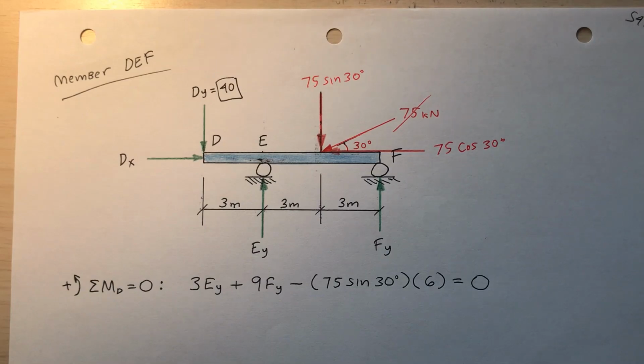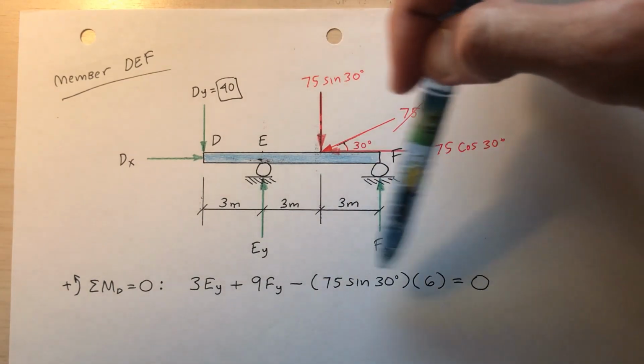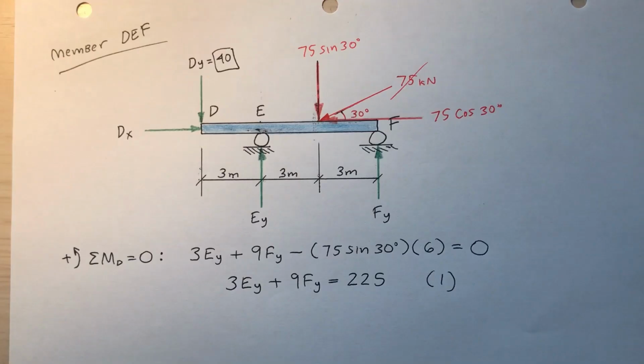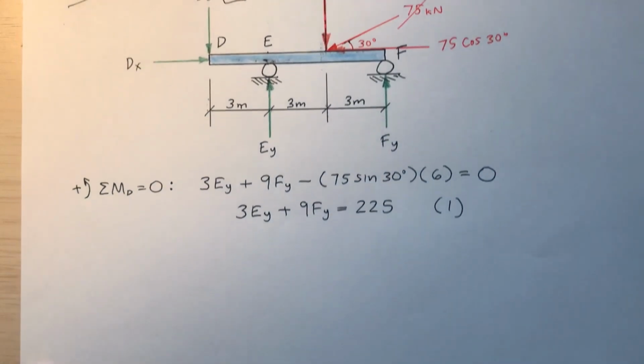Okay, so let me clean all this up. 75 sine 30 times 6, I'll move that to the right side of the equation. Okay, and I clean it up. 3 e sub y plus 9 f sub y is 225. So I call that equation 1. I've got one equation and 2 unknowns so far.